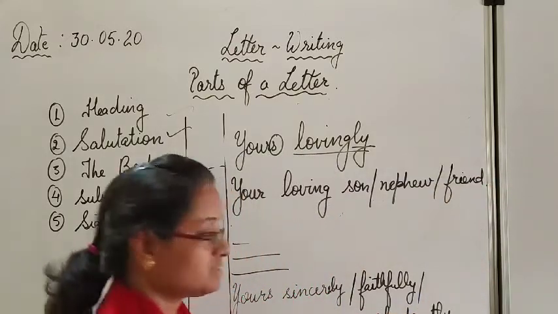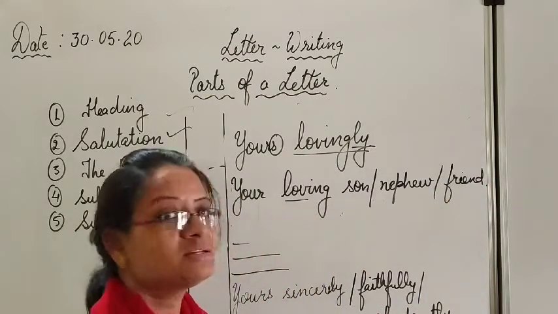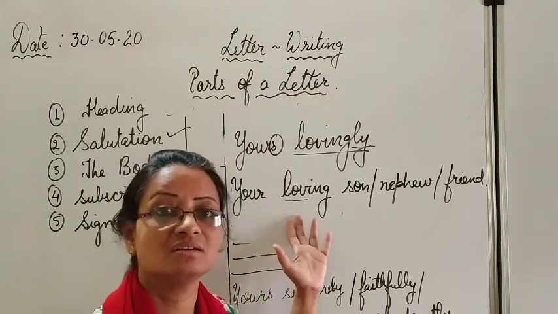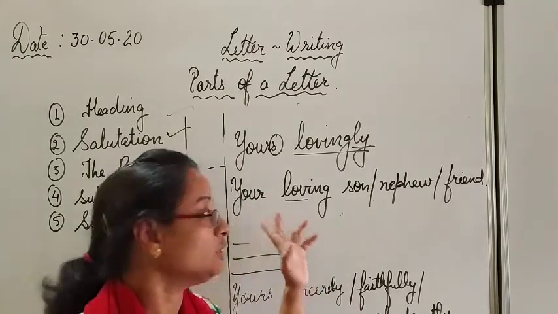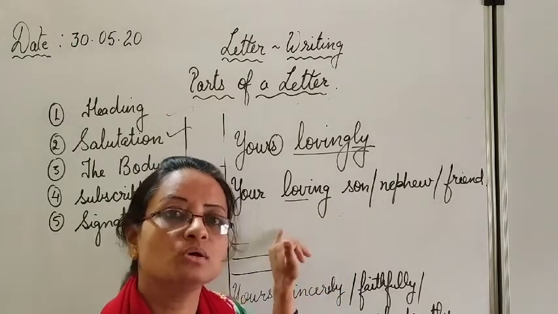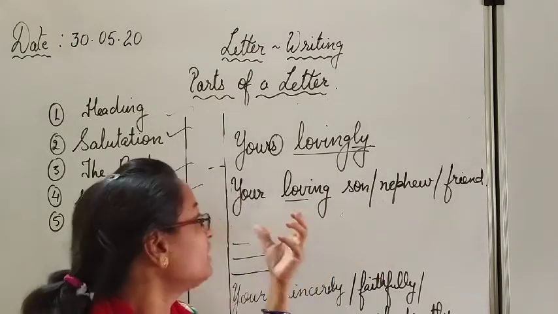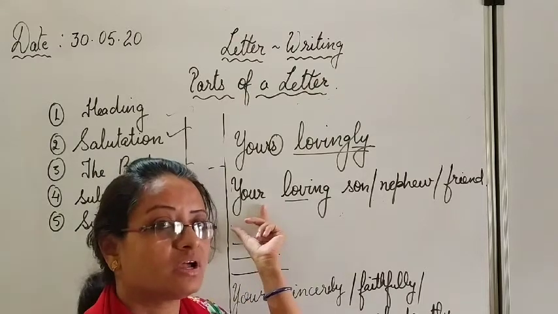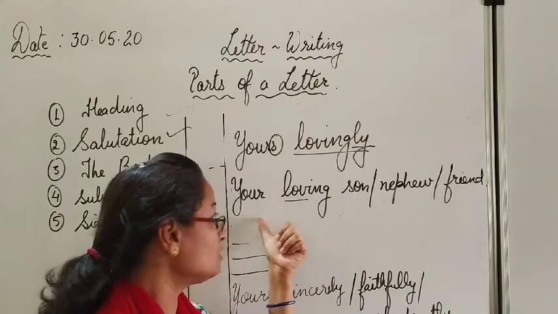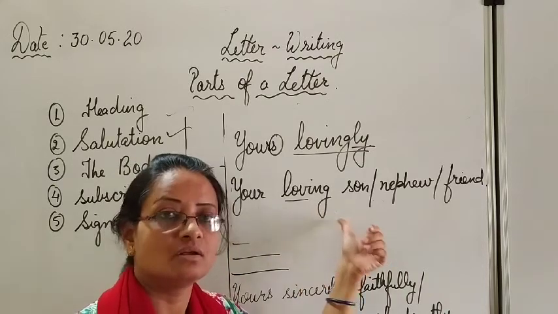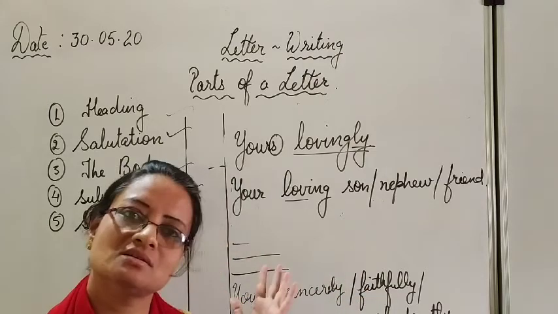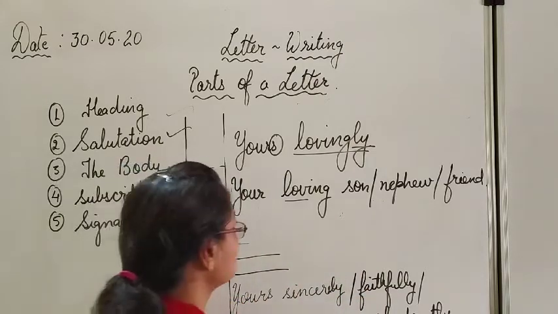In informal letters, we will write this word loving. Similarly, in case of formal letters, if you are writing yours sincerely, then you have to put ly. Yours sincerely, yours faithfully, yours obediently. But if you are writing your, you have to write your obedient student, again 3 words. Your sincere friend. But generally we write yours sincerely, yours faithfully in formal letters.